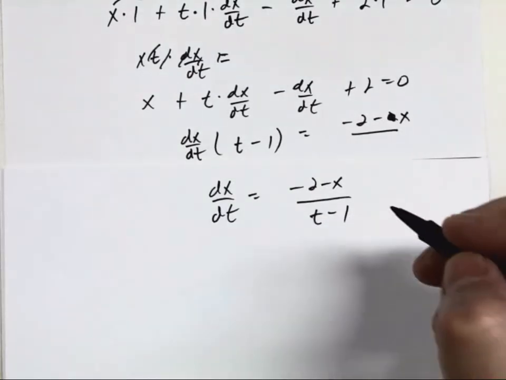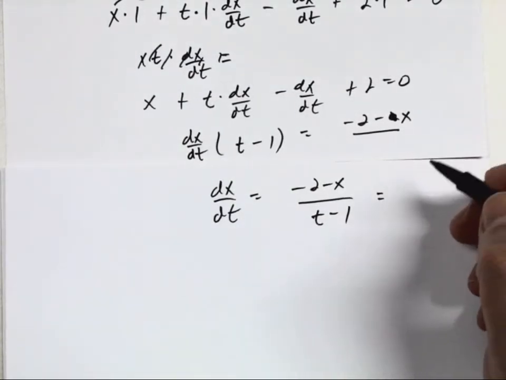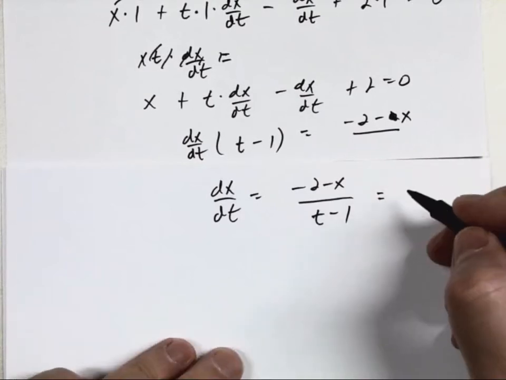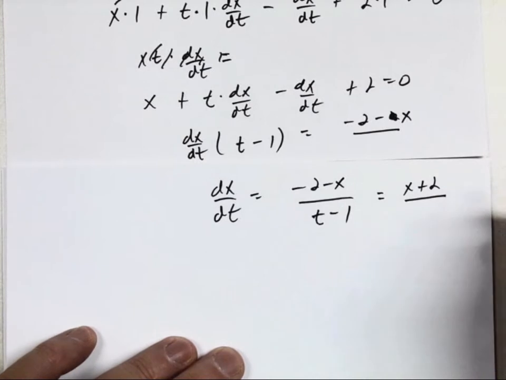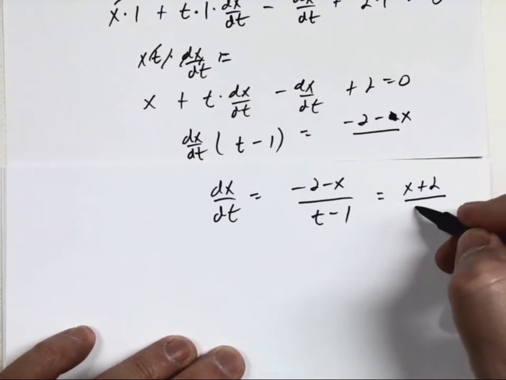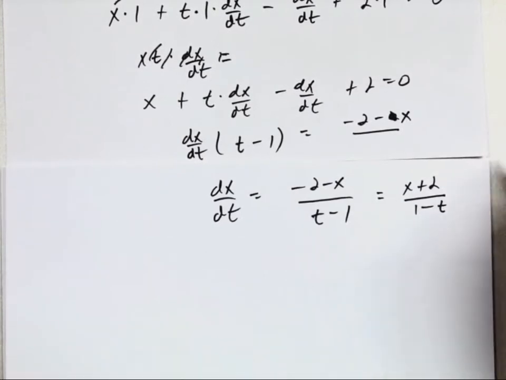And actually, to be honest, they don't like all those negative signs. I multiply top and bottom by negative 1. This is a more normal way to write it. Derivative of x with respect to t is x plus 2 over 1 minus t. All right, so I hope you're getting the hang of this. Once you see a few of these done, not too difficult.